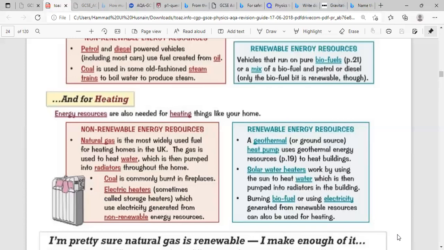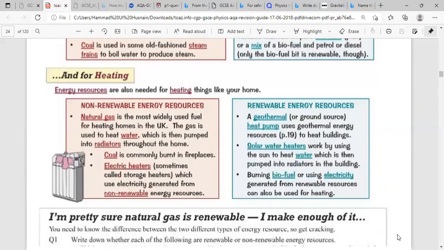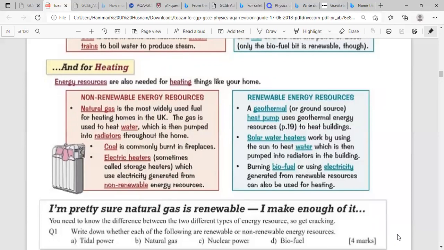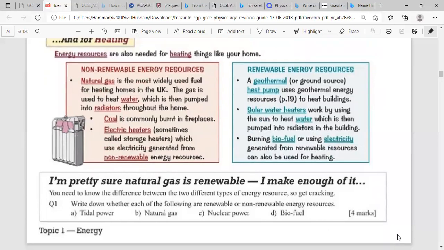Similarly, there are certain renewable energy resources which can also be used in order to produce heat. A geothermal or ground source heat pump uses geothermal energy to heat buildings. Similarly, water heaters use solar energy in order to heat the water. Burning biofuels or using electricity generated from renewable energy sources can also be used for heating, and they use renewable energy resources. So I'm sure that you are clear with all these concepts.